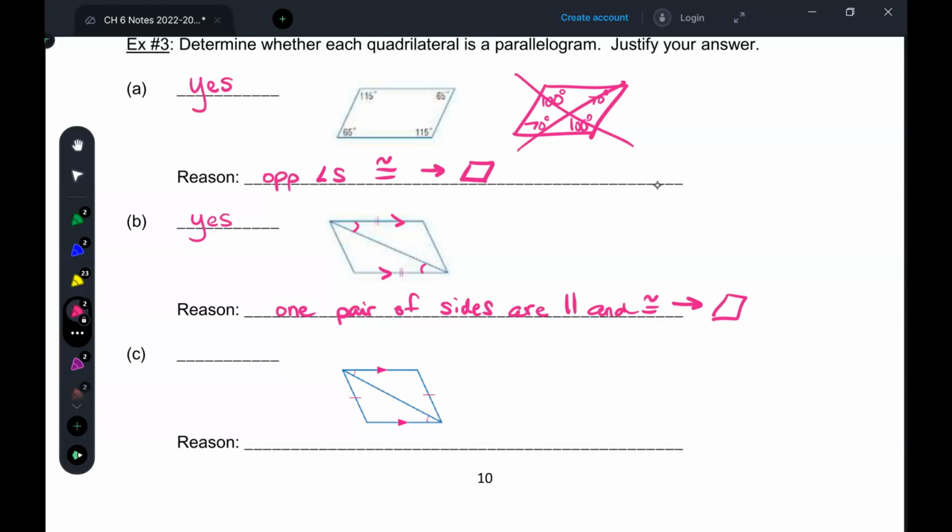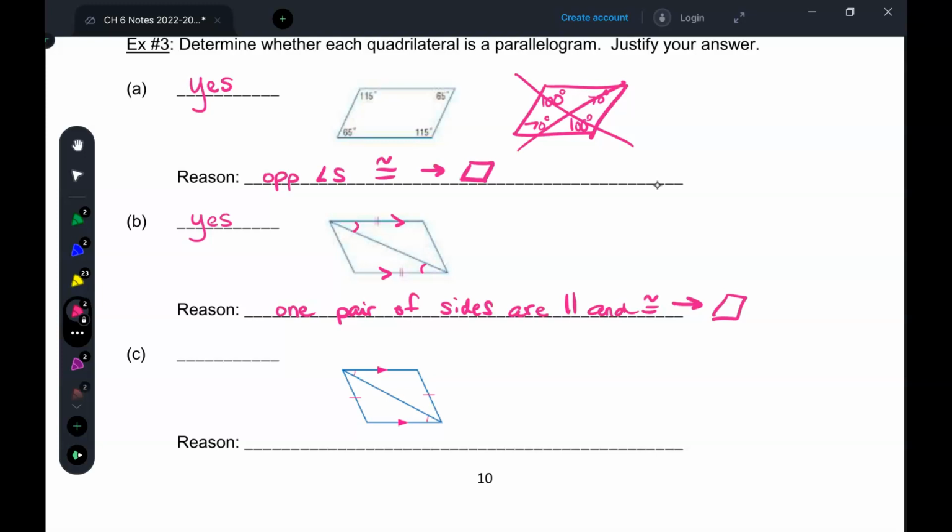This one already has the arrows included. If they didn't, you could assume that they're parallel. But is this enough information? Notice the side that was marked congruent was the same one as the side that was parallel. So what do you think?